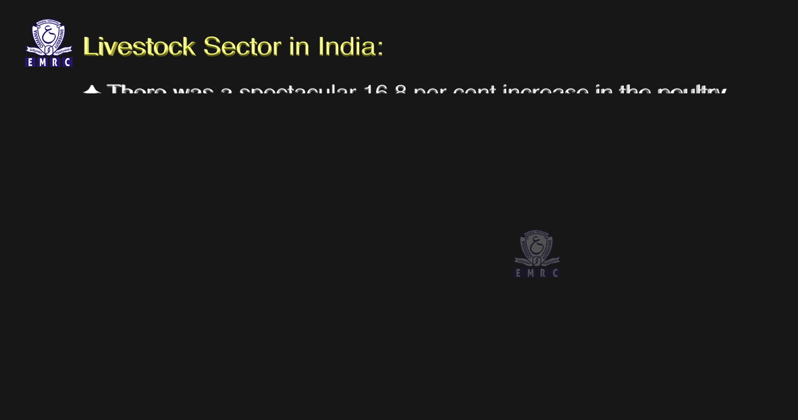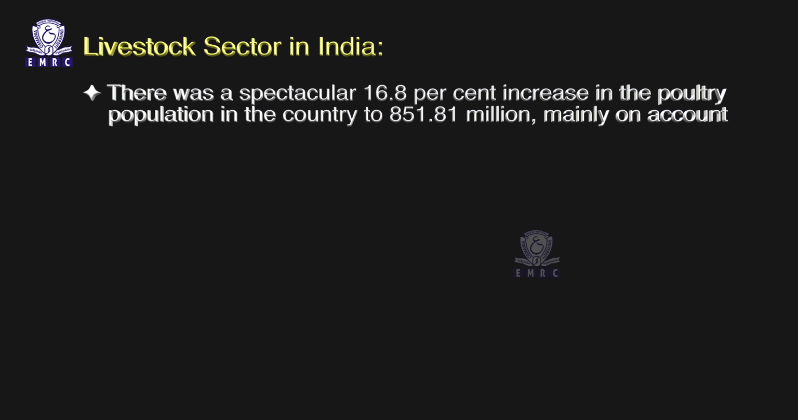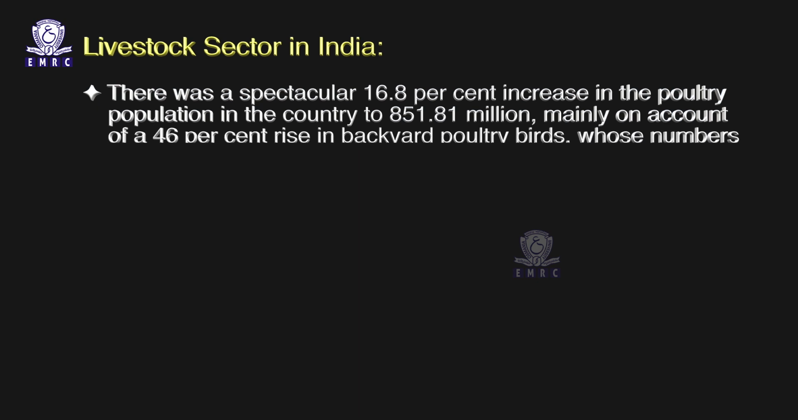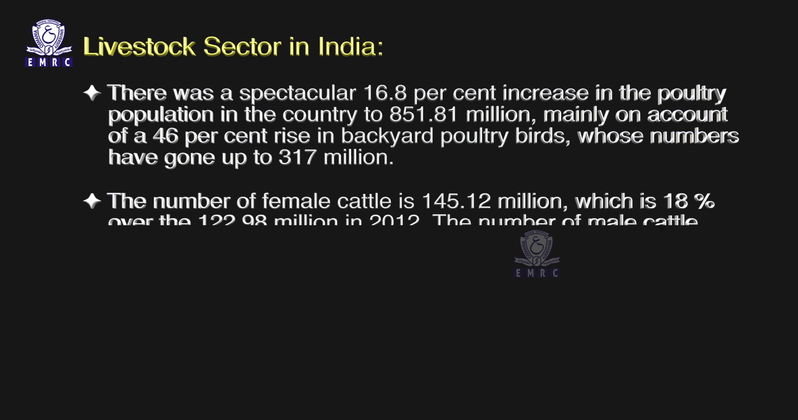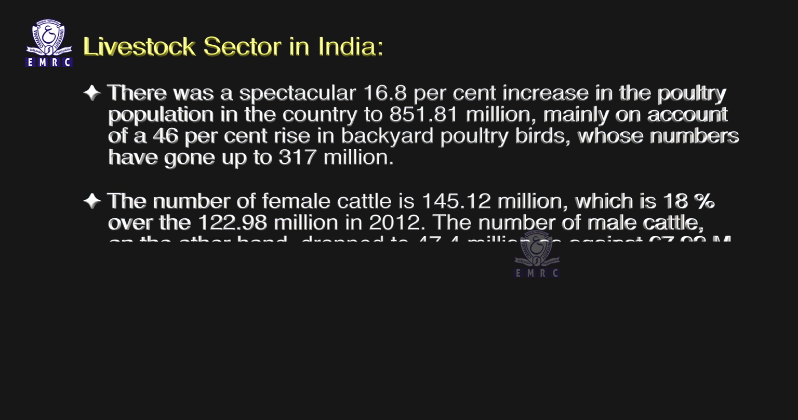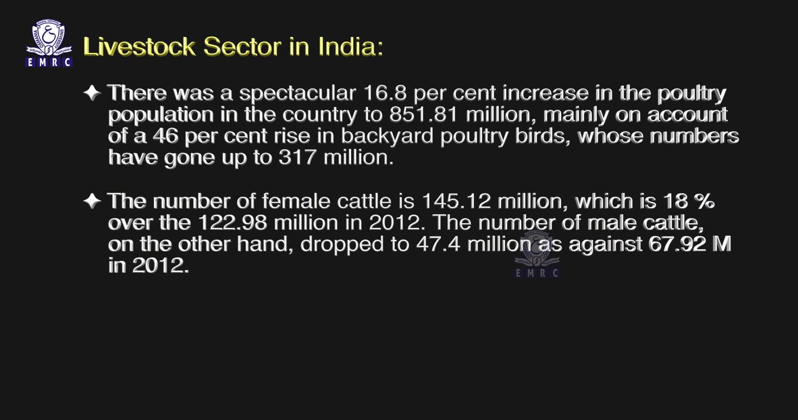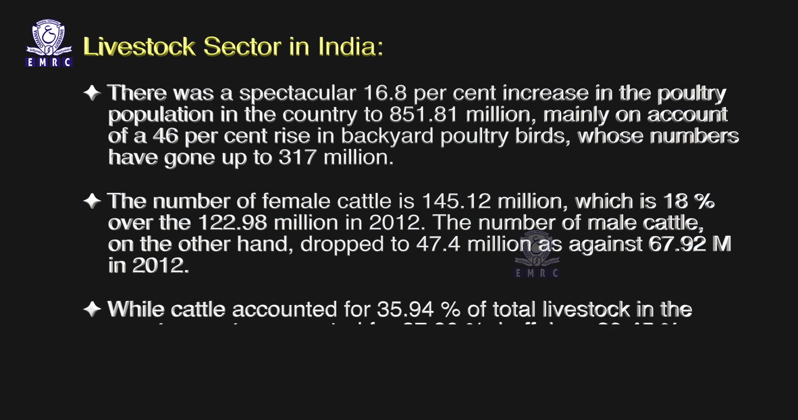There was a spectacular 16.8% increase in the poultry population in the country to 851.81 million, mainly on account of a 46% rise in the backyard poultry birds, whose numbers have gone up to 317 million. The number of female cattle is 145.12 million, which is 18% over 122.98 million in 2012. The number of male cattle, on the other hand, dropped to 47.4 million as against 67.92 million in 2012.